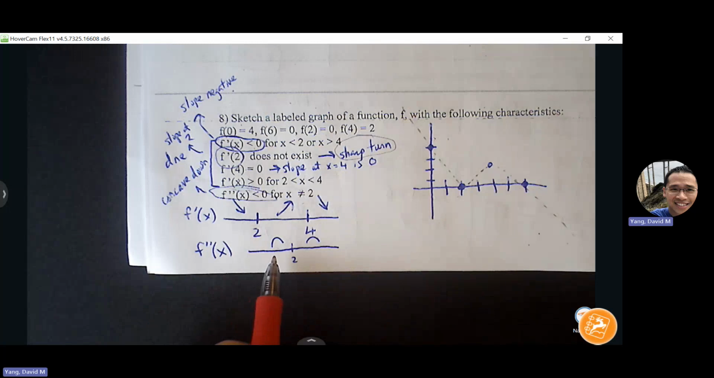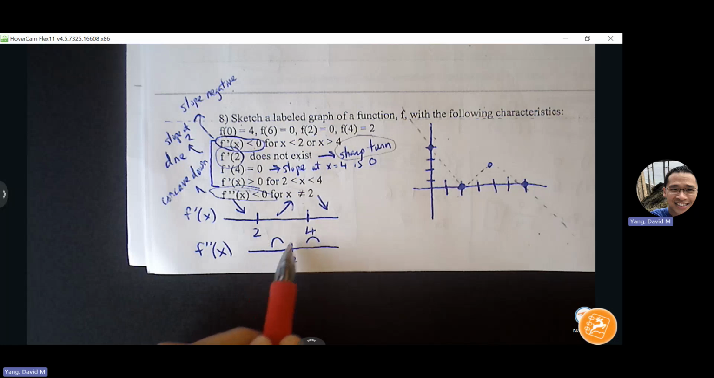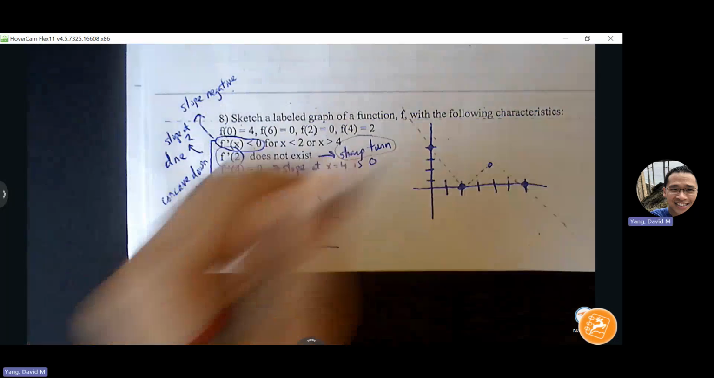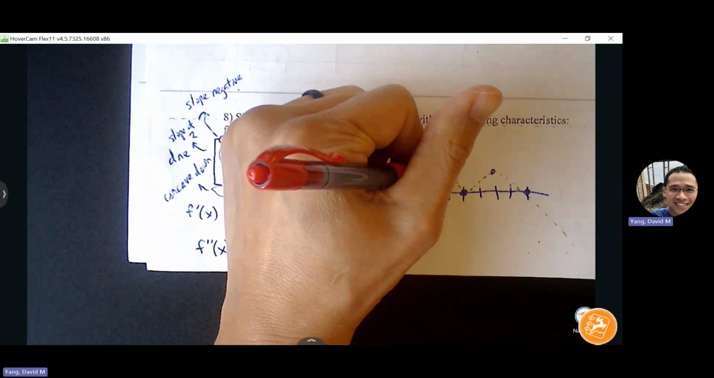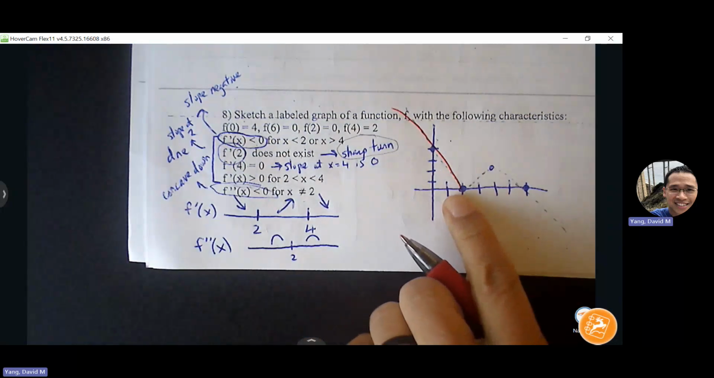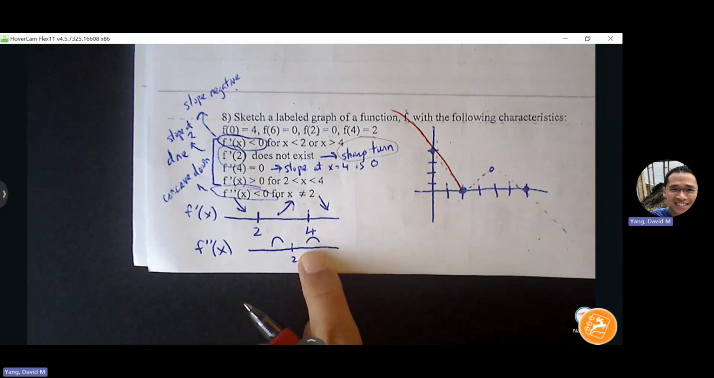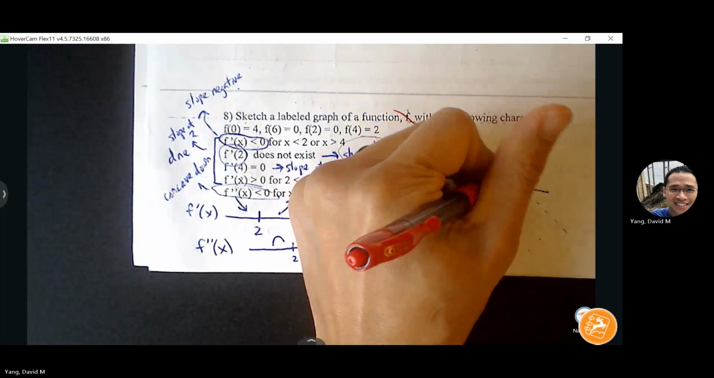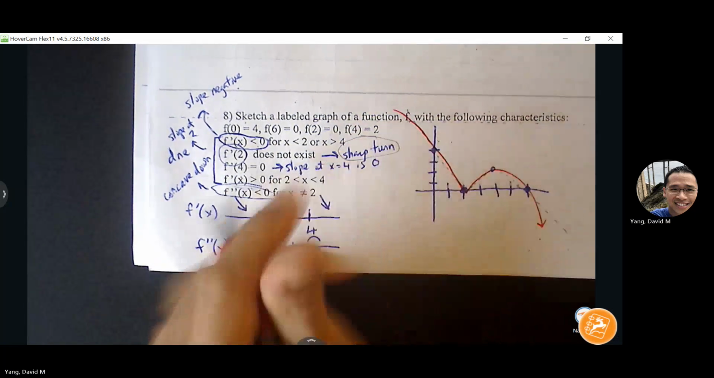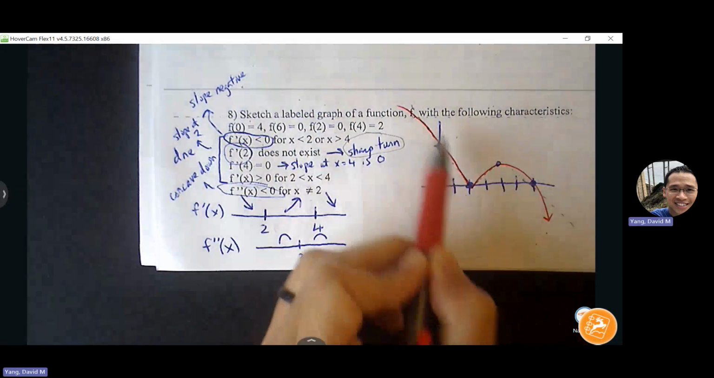So I want my graph to be decreasing up until 2, but I want my graph to have what type of curvature here? Concave down. So all the meanwhile, you want to graph it in a way that causes a sharp turn at 2. And then what's going to happen after 2? My graph is going to still maintain what? Concave down.